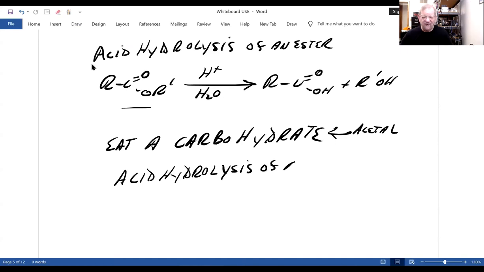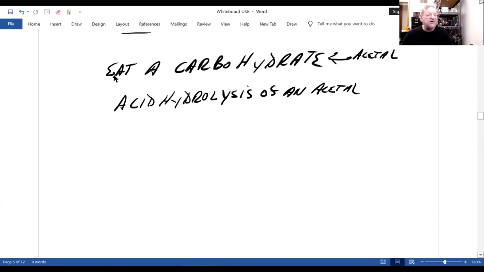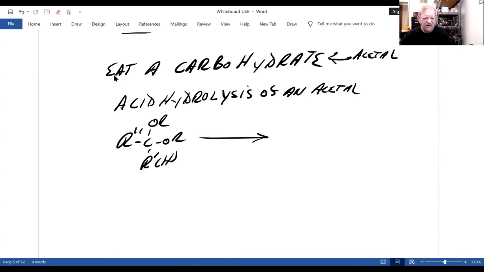Of what functional group? An acetal. And as I taught you for test number 2, you can use both acetal or ketal. Acid and water. What do we get back? The ketone or aldehyde we would have used to make that acetal or ketal, plus the alcohol.